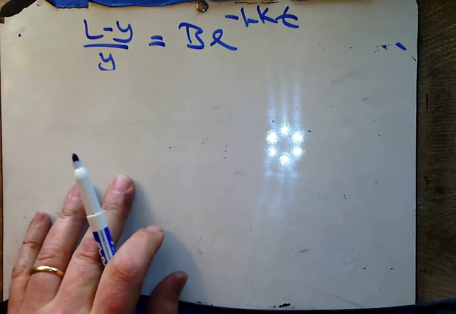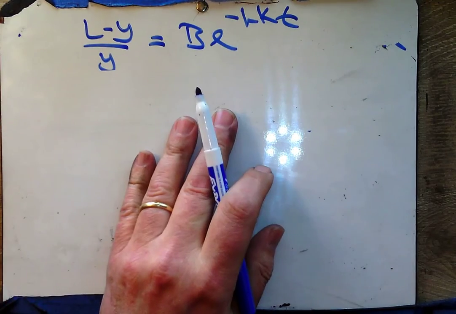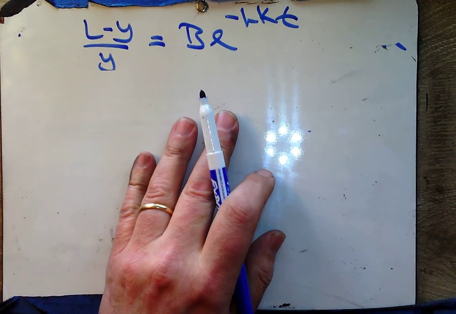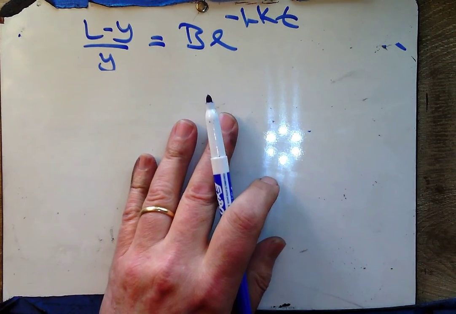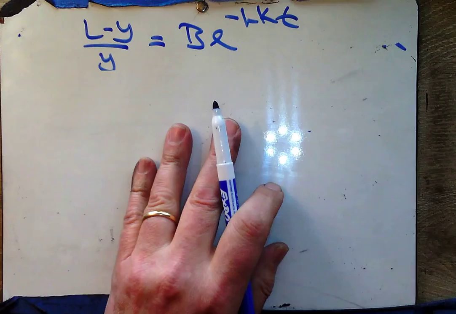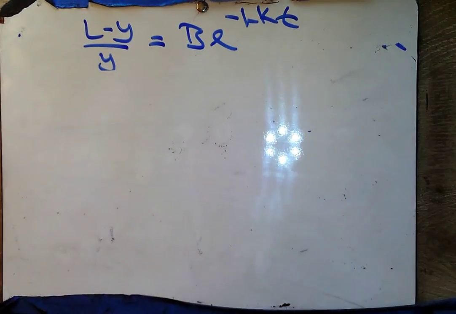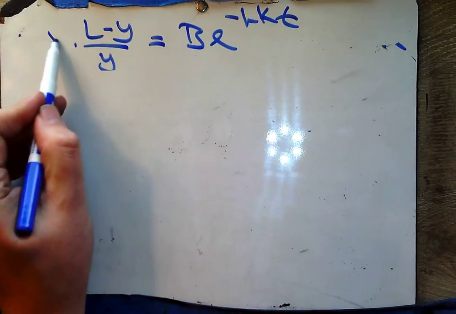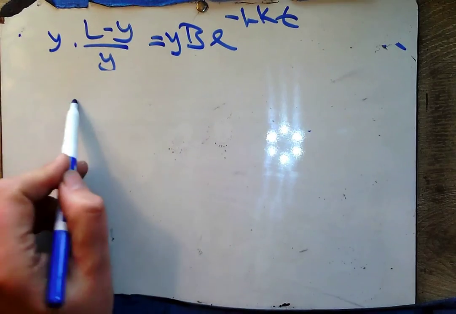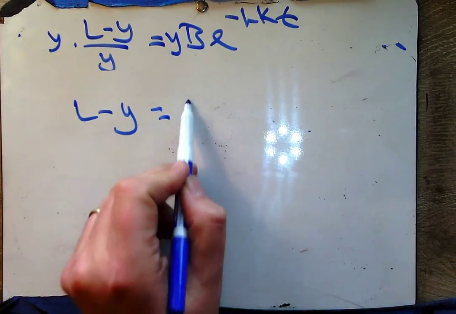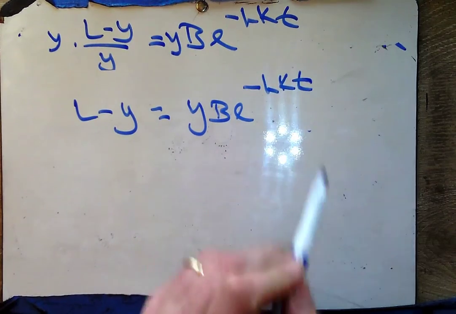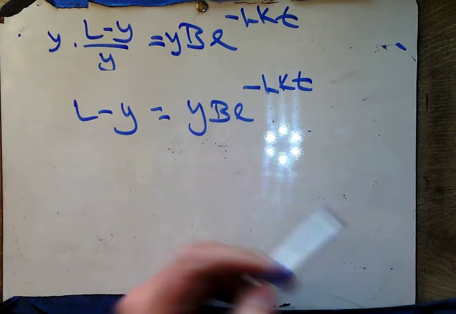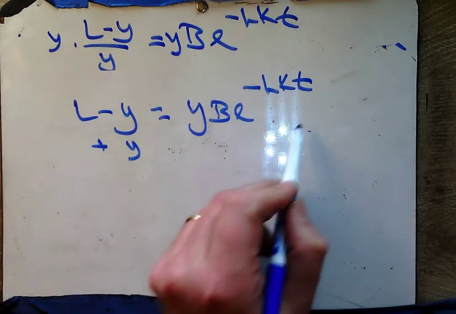And Noah said at this moment, he said, Mr. Kukla, there's no numbers. There's no numbers, Mr. Kukla, and you're still talking, and you're not done, and there's no numbers. And there's not. There is, though, Kukla, multiplying both sides by y. L minus y equals y B e to the minus LKT. Yeah, not done yet. Add y to both sides.